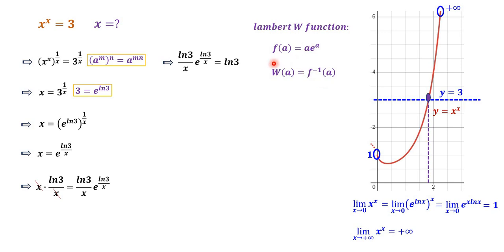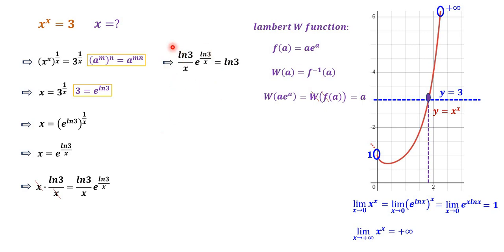W and f are inverse functions of each other. Then W(a times e to the power of a): a times e to the power of a is f(a), so it's equal to W(f(a)), and since W and f are inverse functions of each other, W will cancel f, and this is equal to a. So the Lambert W function is also described as W(a times e to the power of a) is equal to a.